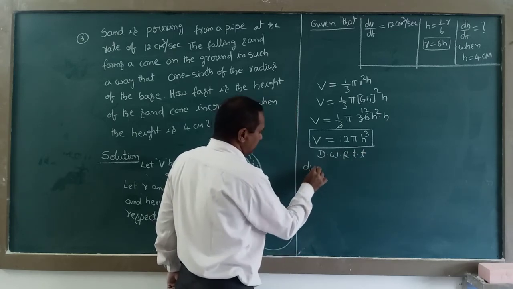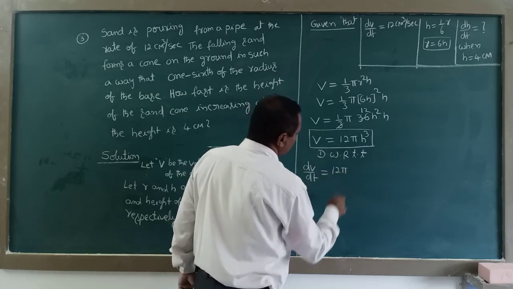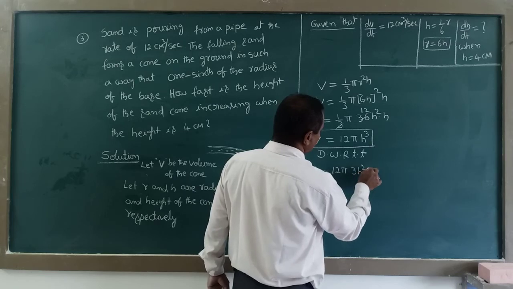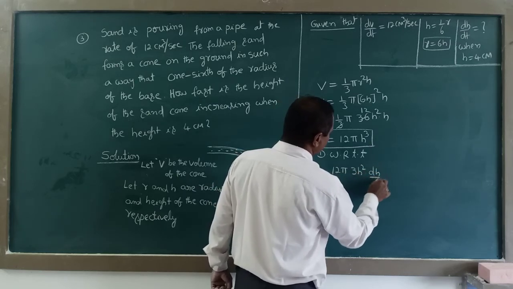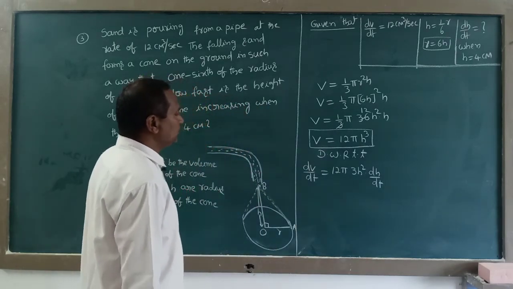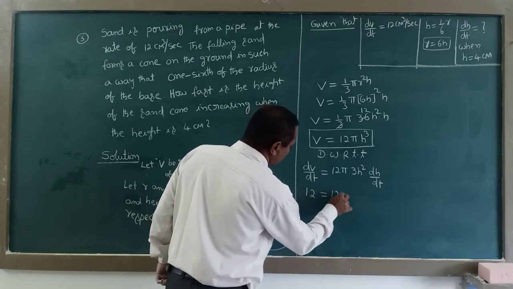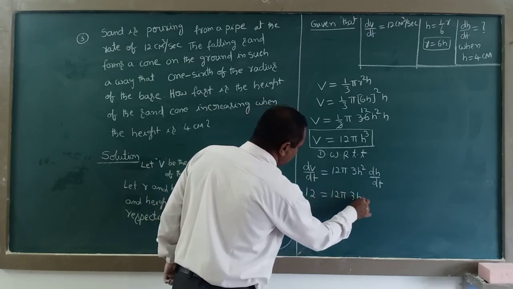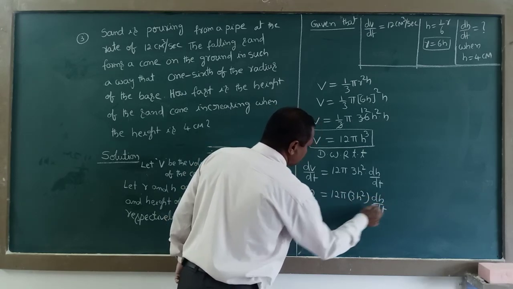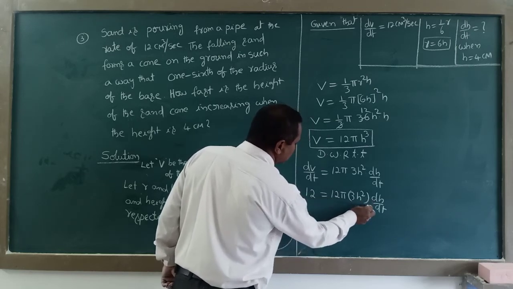dv by dt is equal to 12 pi into d by dt of h cube, which is 3h square into dh by dt here. dv by dt value, they already gave, 12. So 12 is equal to 12 pi into 3h square into dh by dt. Already all these three are product with dh by dt.